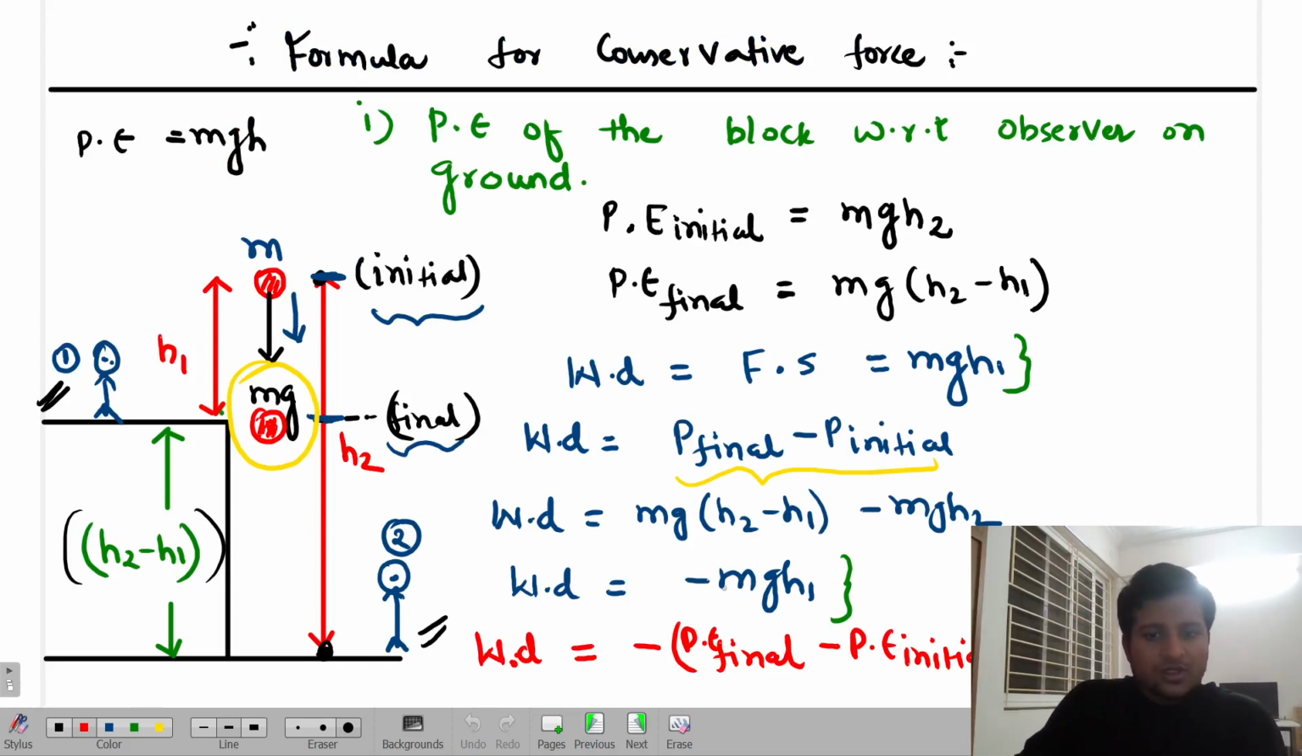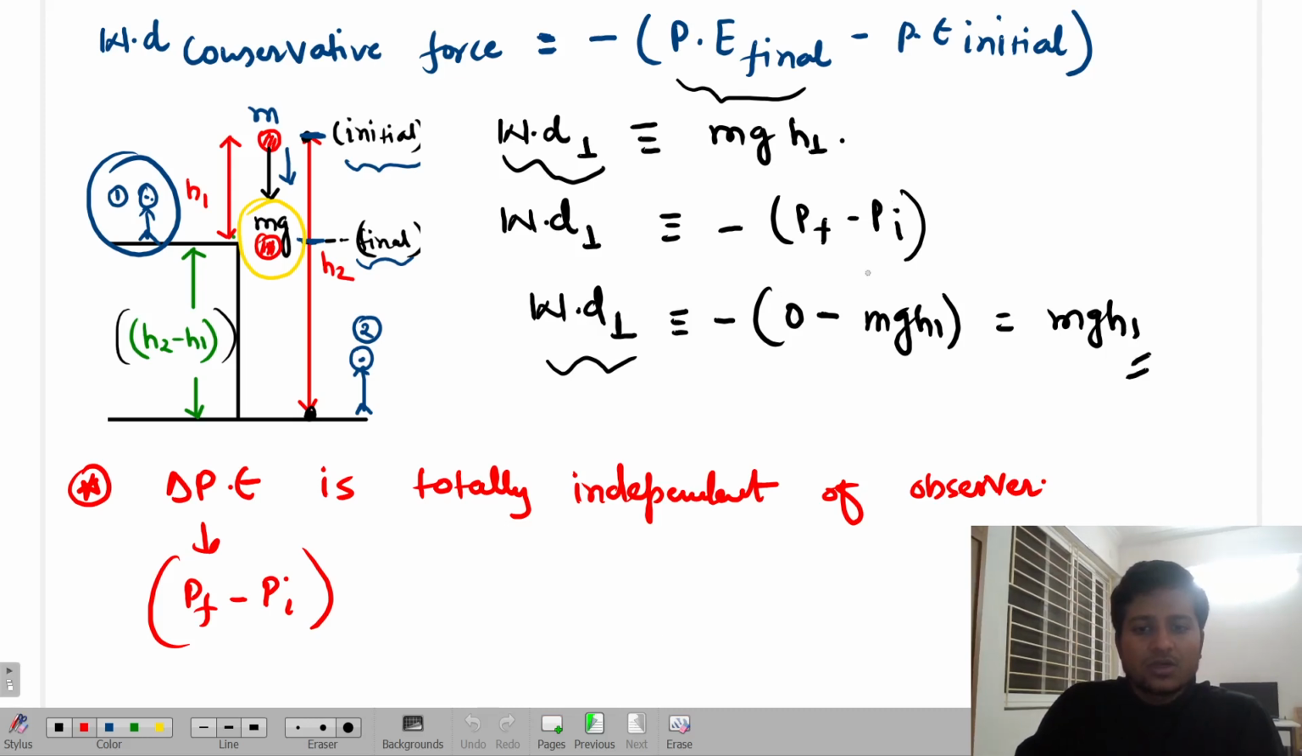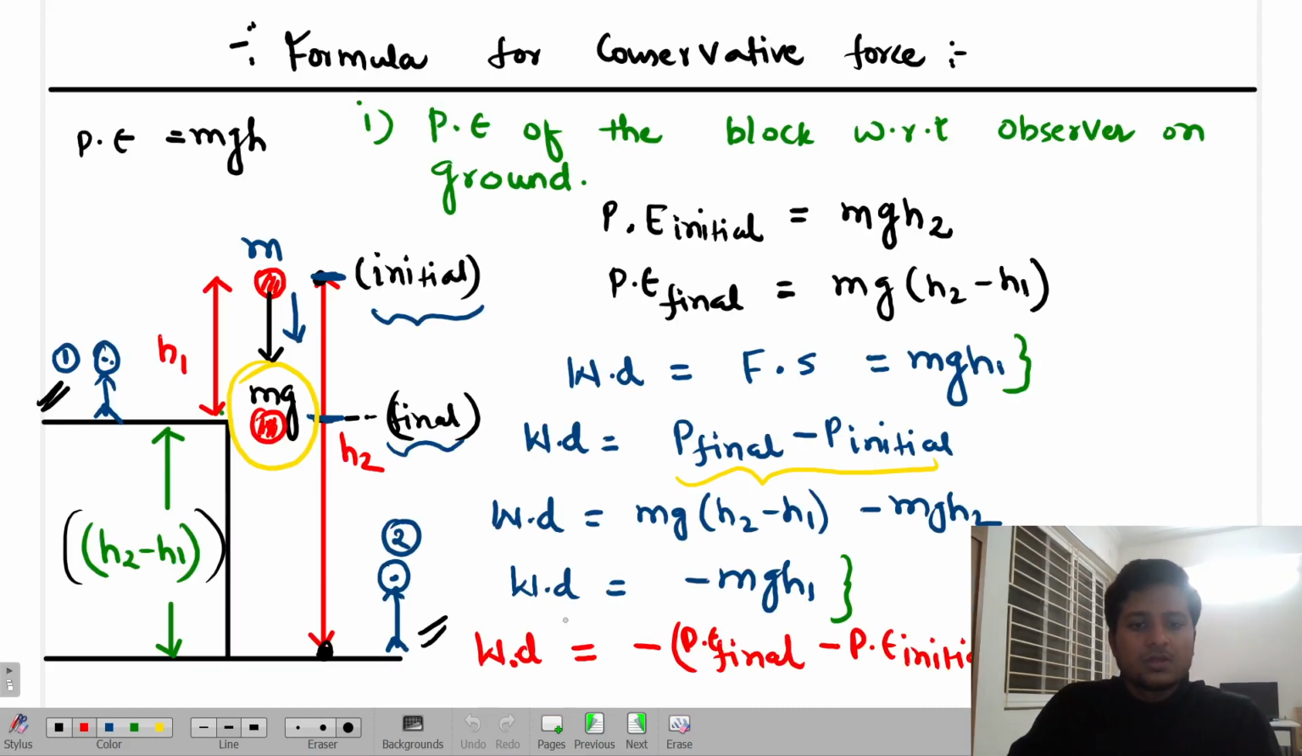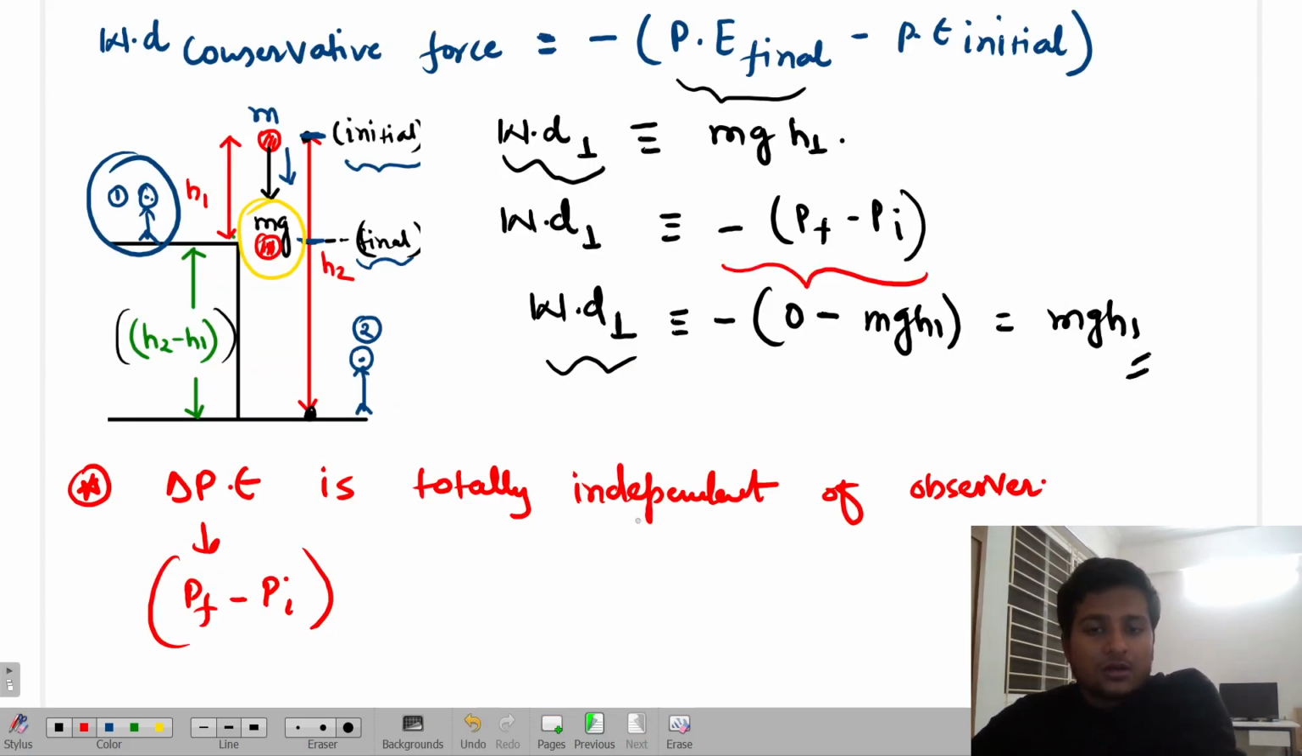Minus mg h1, look over there, that is just the negative consideration. Here I just wrote P final minus P initial. That's how I got it. Okay, so negative is just showing its sign. Negative over here was just to bring the consideration that work done by conservative force is negative of P final minus P initial, which we are using over here. Is that clear or not? Otherwise it would come out negative anyway.